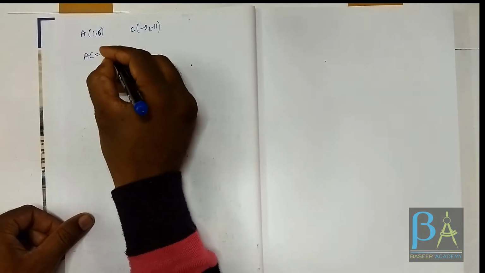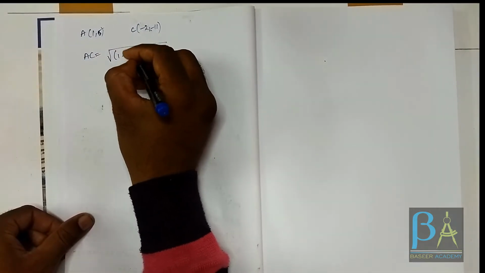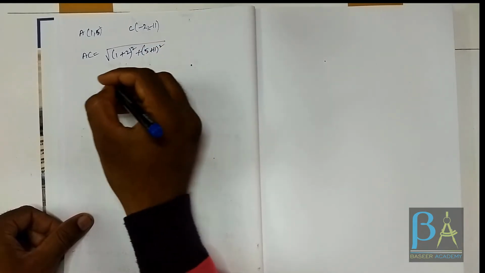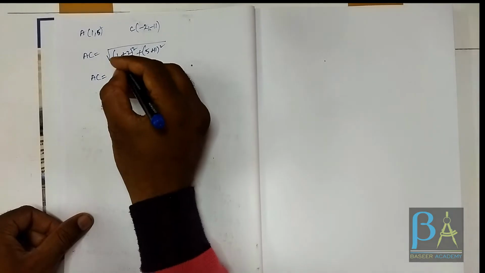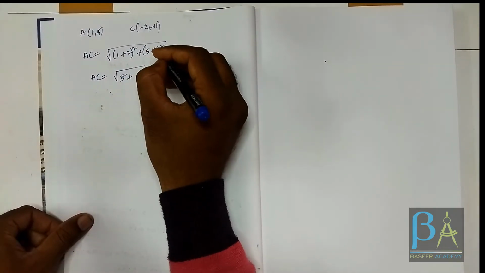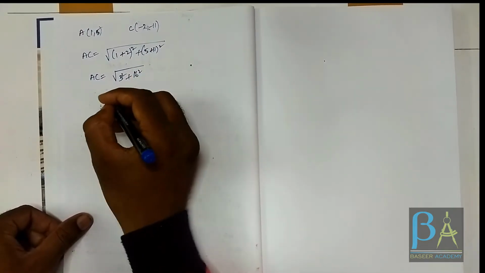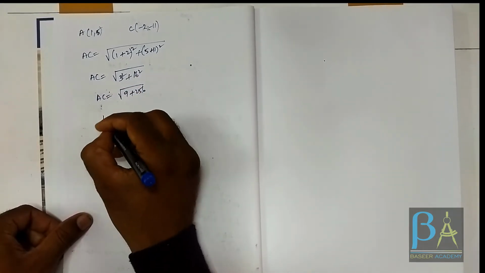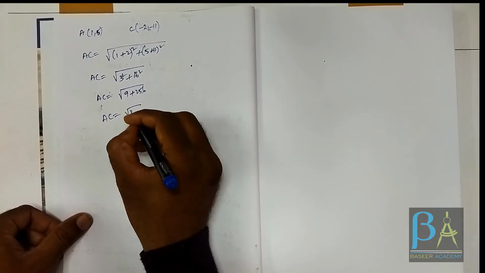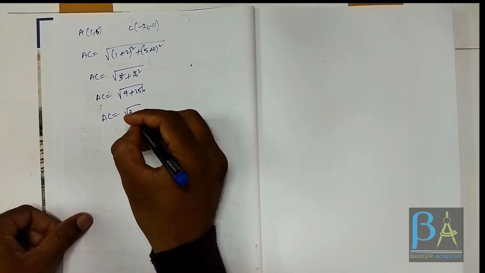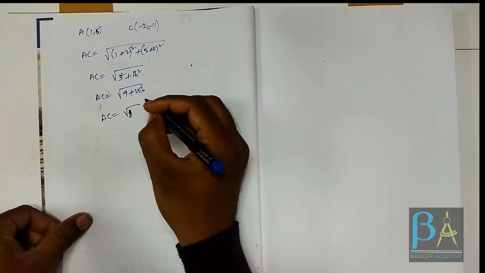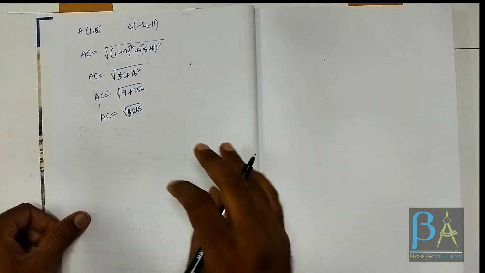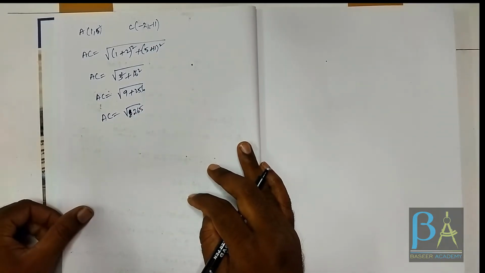AC is going to be the square root of, I'm subtracting the x coordinates and squaring them, and then subtracting the y coordinates and squaring them. 1 plus 2 is 3, 11 plus 5 gives us 16, square as it is. 3 square is 9, 16 square is 256, 256 plus 9 is... sorry, 256 plus 10 gives us 266, so this has to be 265. 256 plus 9 gives us 265.